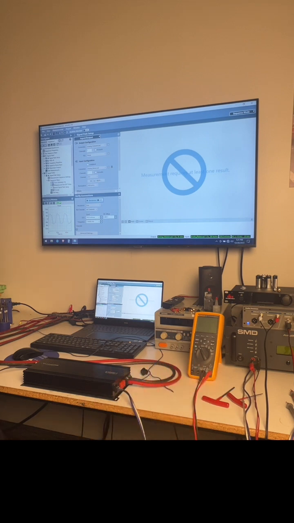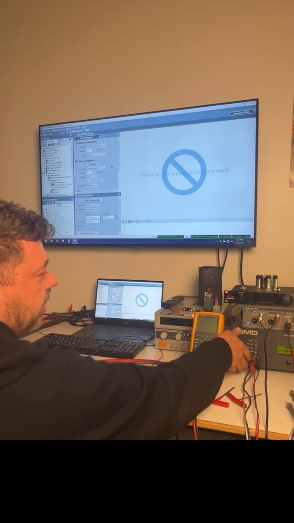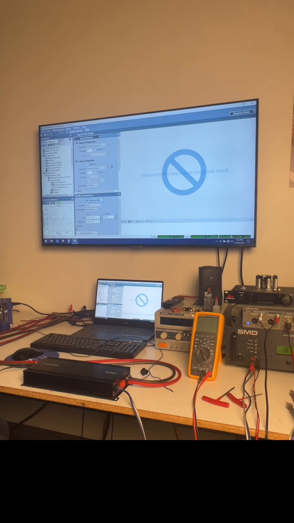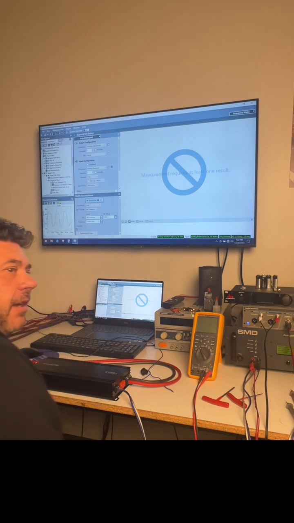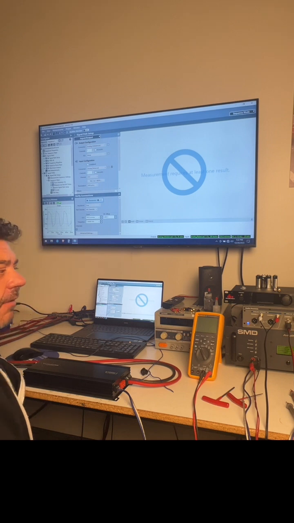Everything's connected. Turn on my amp dyno. The amp dyno is going to be the load bank. The audio precision is going to do all the measurements. And I'm going to run it through the same stuff that we did on the 750.1.